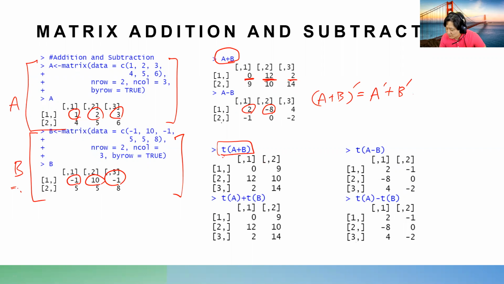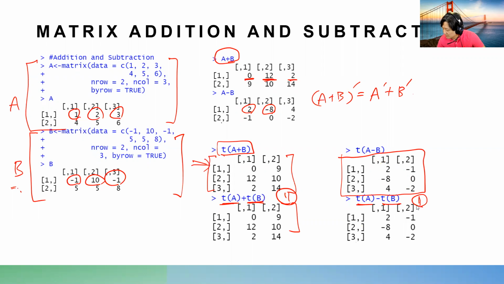Let's look at this. So we did a transpose A plus B matrix, and then you will get this result. So I'll do this for you. And then if you transpose A plus transpose B, you still get the same result, right? So you can verify using R. And also, this is A minus B matrix and then transpose, and you will get this result. And also transpose A minus transpose B, they're same. Okay. They're same results.